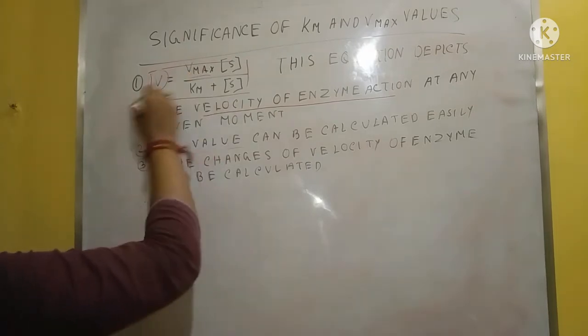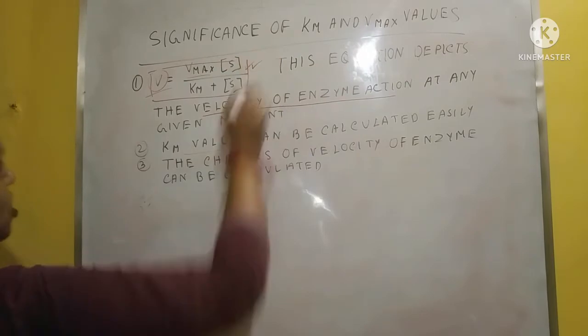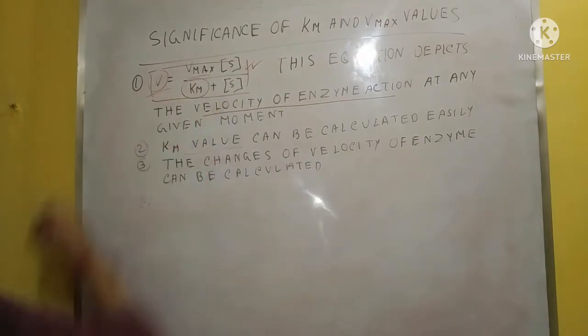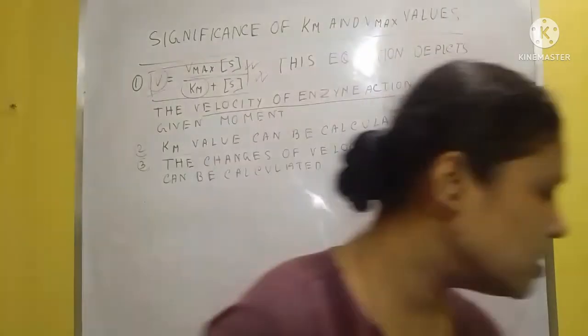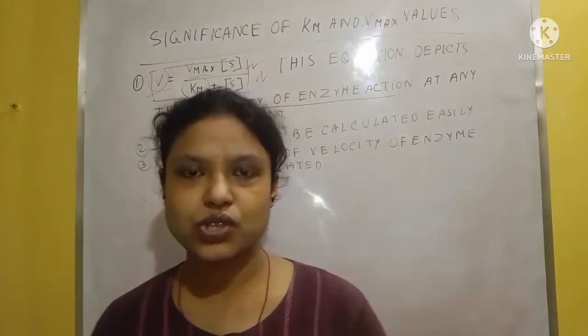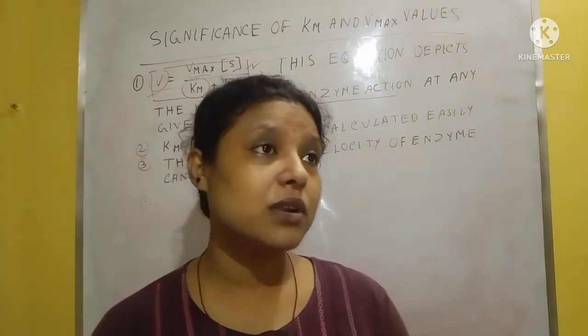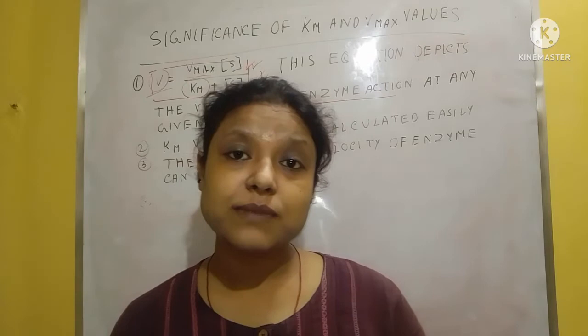If this value is known and this value is known, obviously the substrate concentration is known, so the Km value can also be calculated. And the last one, the change of velocity of the enzyme can also be calculated. How the velocity changes from one enzyme to another, by establishing this equation we can identify the changing enzyme velocity. These are the significance of the Km and Vmax values. Now we learn about the enzyme substrate concentration factors. What factors are very important for the reaction of the enzyme substrate complex?